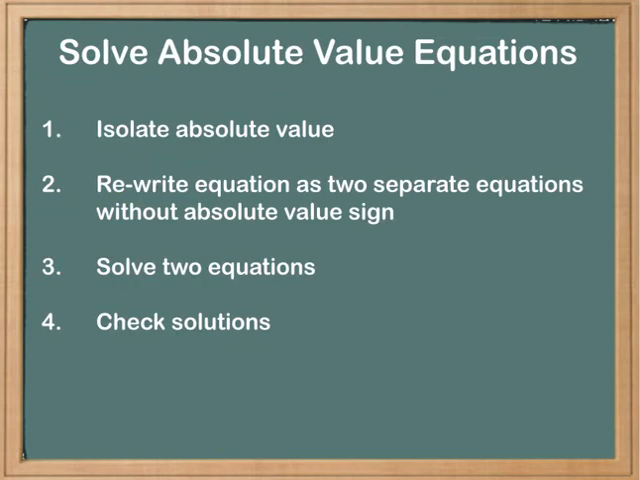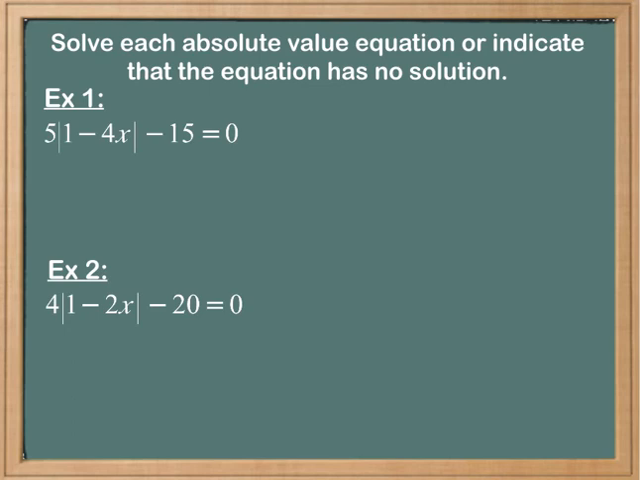All right, the last thing we're going to talk about today is solving absolute value equations, and there's 4 steps to that process. First, you have to isolate the absolute value term. So you have to get whatever's in bars by itself. Once you get that, it's really easy. You rewrite it as 2 separate equations without the absolute value sign. One of them is going to be equal to a positive number, the other will be equal to a negative number. You solve those equations, and boom, you can check them to make sure that they're right. All right, so we're going to do 2 of these real quick. Solve it or indicate that it has no solution, and sometimes that does happen.